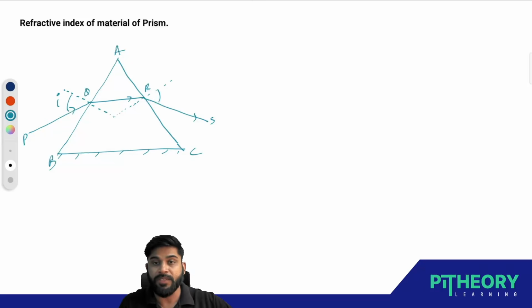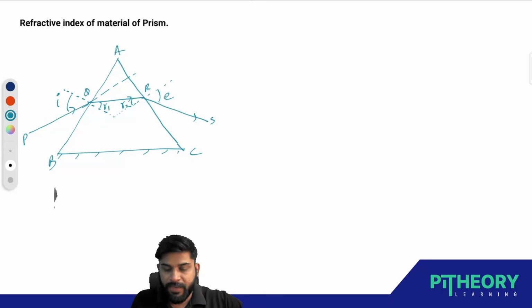The angle with which the ray is emerging out, we are marking as the angle of emergence. This angle, let's mark it as R1, the refraction angle. This is R2, right? If I extend this incident ray and extend this emergent ray backward, they meet together at this point. Let's mark that point as M, and this point below, let's mark it as N.